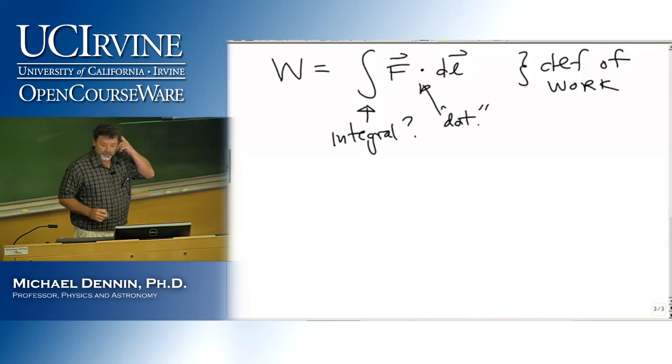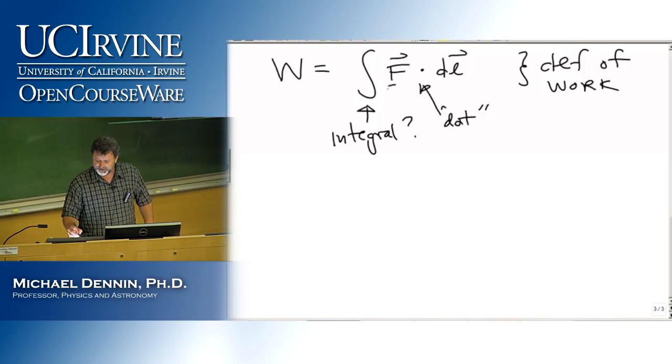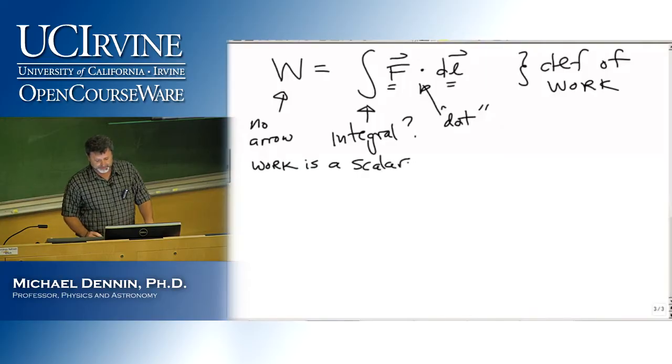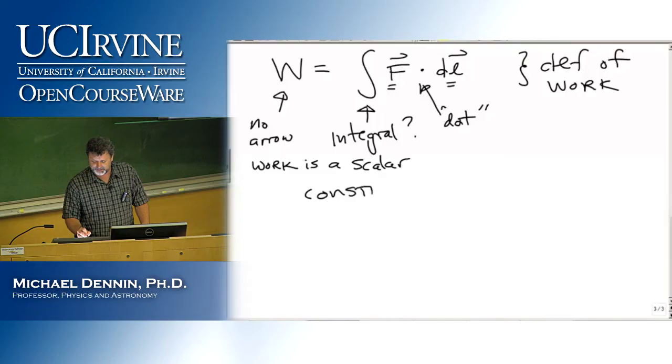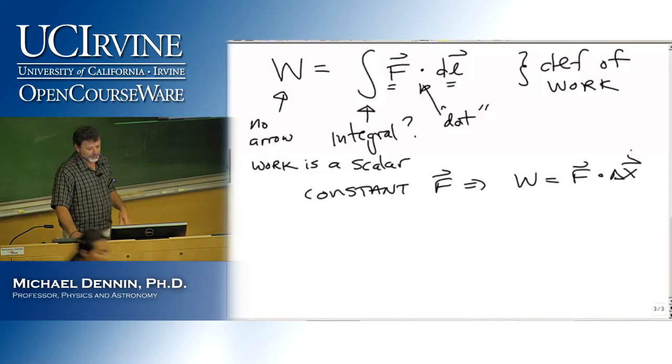Those are the two pieces we're going to want to look at, because if you notice, force is a vector. This is a little vector, I put the arrow over it. There's no arrow here. Work is a scalar. So we're going to see what that means as we go through it. And then we'll look at the special case of constant force, where work becomes a little more simple. And that's the equation you get.